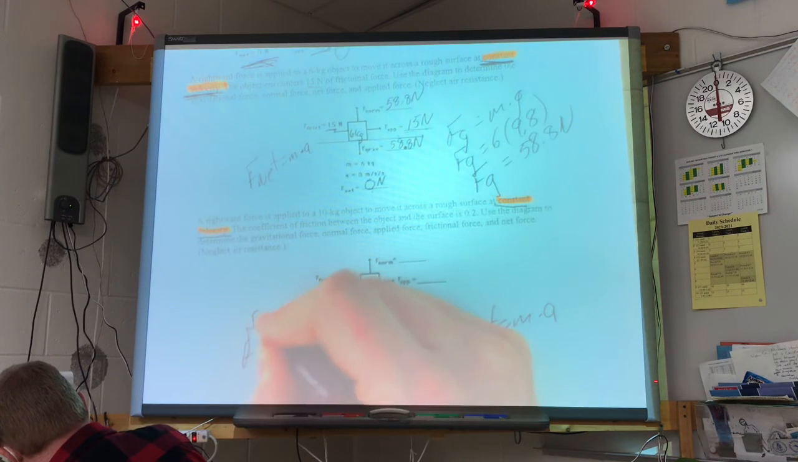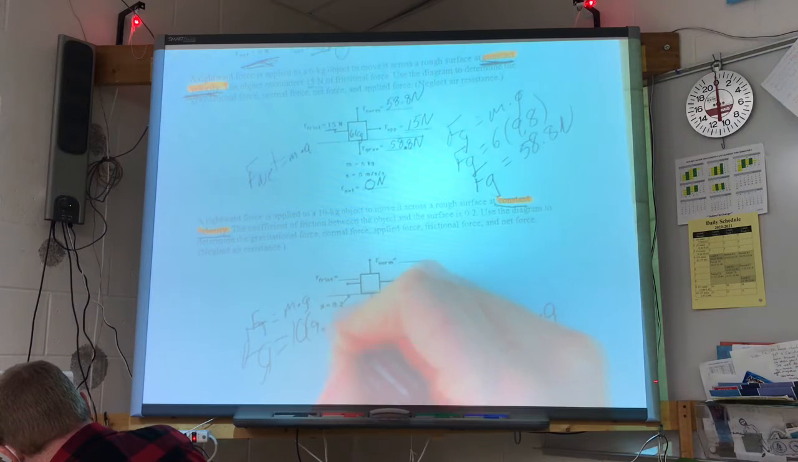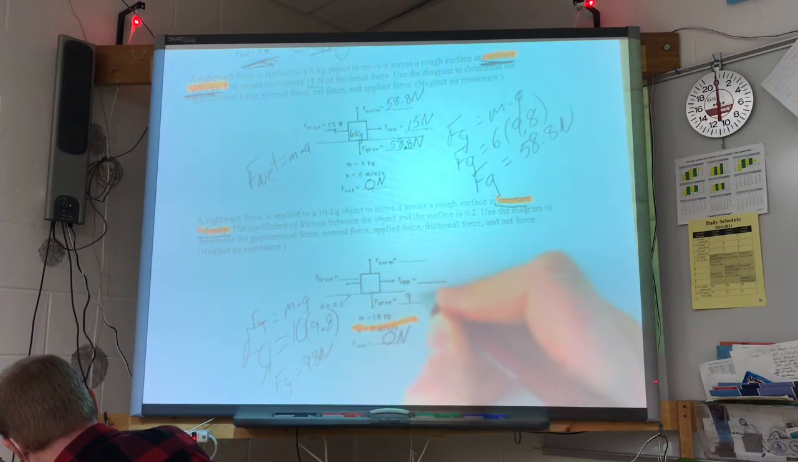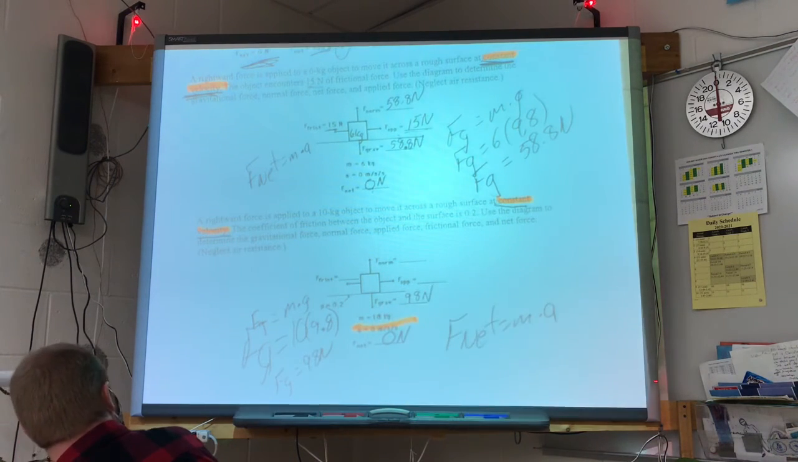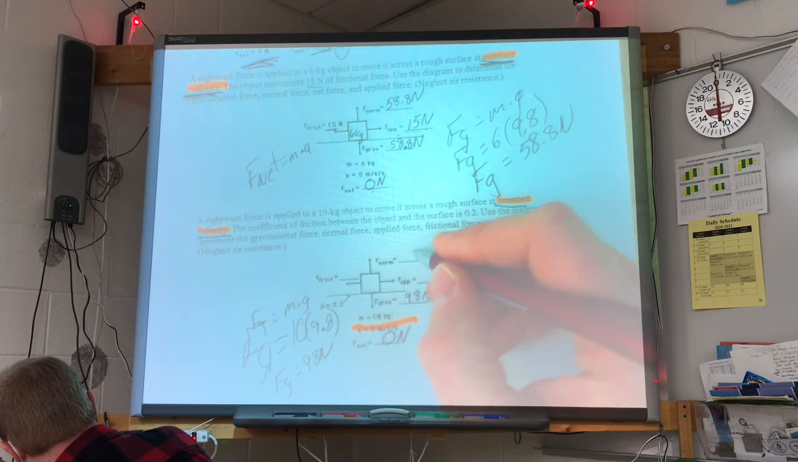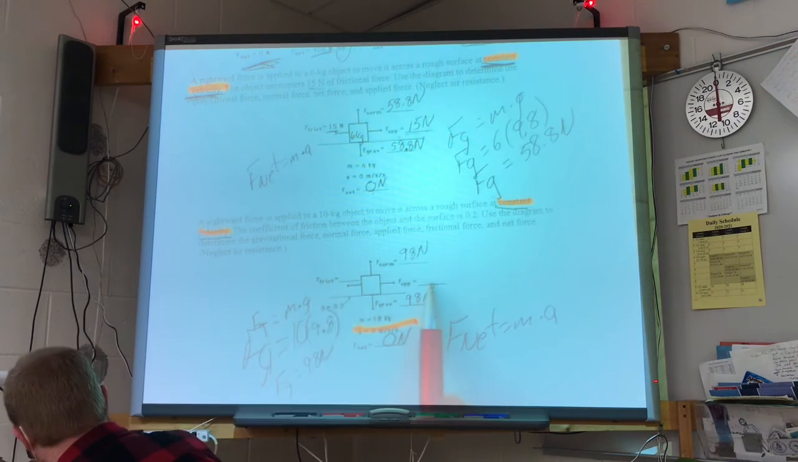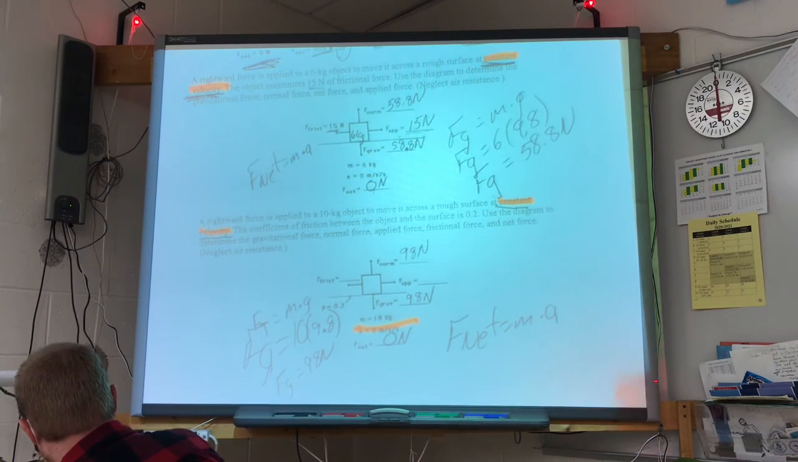Okay. Now, new mass, F of G is equal to m times G. So that's 10 times 9.8. Our F of G is equal to 98 newtons. What's my normal force? 98 newtons. What's true about these two forces? They're going to be the same. We don't know what they are yet.